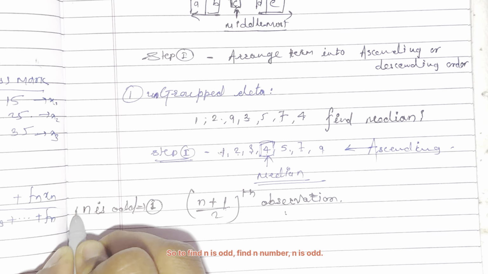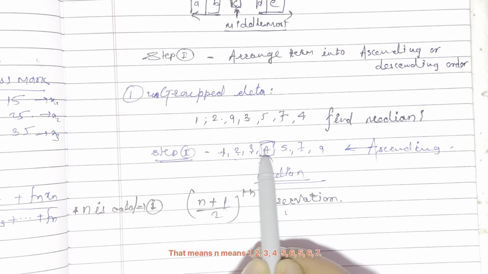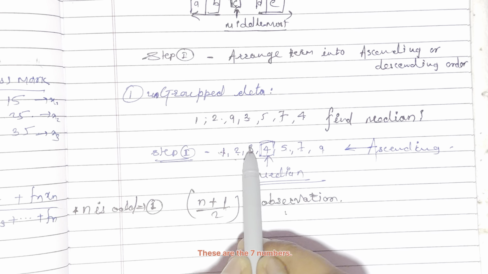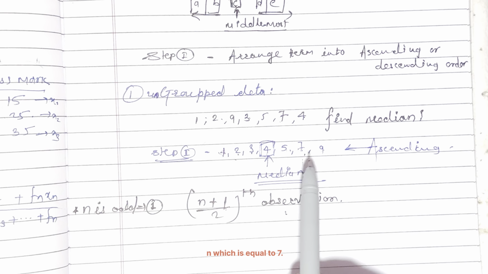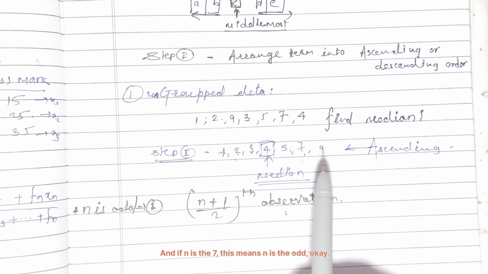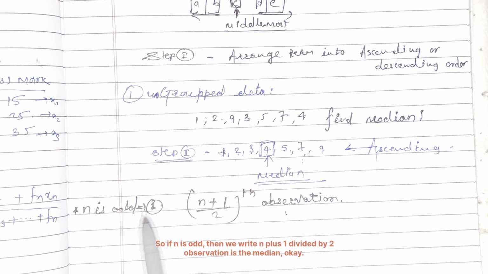When n is odd, that means, 1 2 3 4 5 6 7, these are the 7 numbers, that means n is equal to 7. What is the n here? n is equal to 7, and if n is 7, this means n is odd. And n is 6 means n is even. So if n is odd, then we write the (n plus 1) by 2 observation is the median.